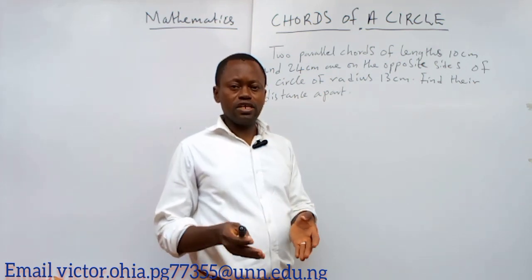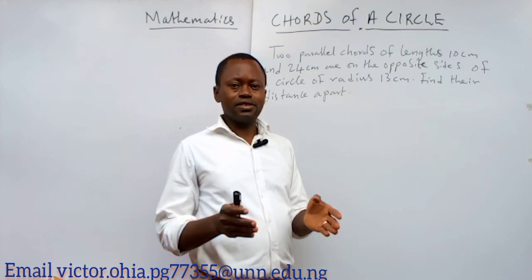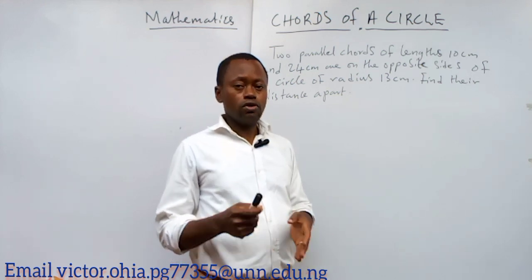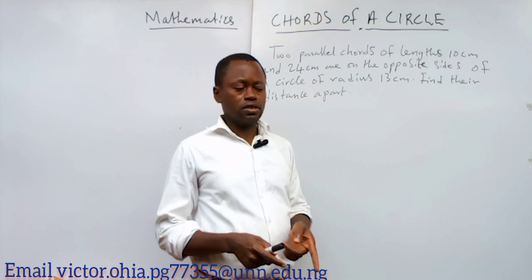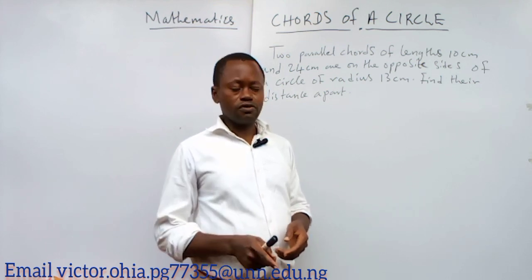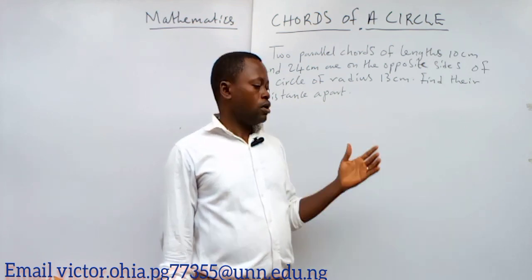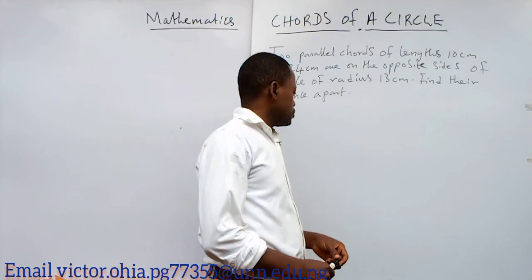What does that mean? It divides that chord into two equal parts, and it is at right angle to that chord. We are not going to be proving that theorem now. Yes, the proof is there, but we are going to deploy it in answering this question you are seeing here. All right, let's quickly delve into it.